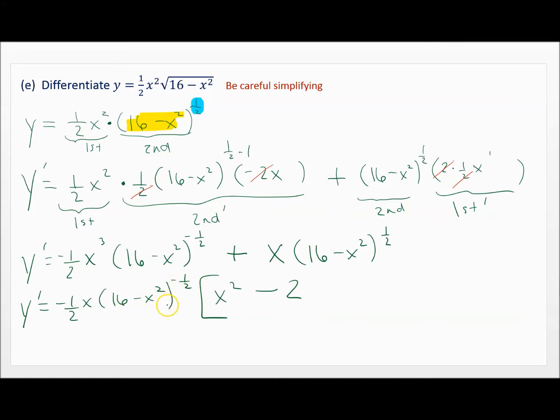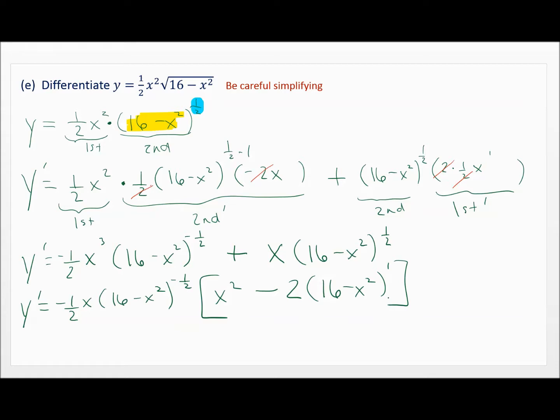This is a division step. When you divide exponents, you subtract. 1/2 minus a negative 1/2 is 16 minus x squared to the first. I know the first time you see that, it almost takes your breath. It's like, oh no, I have to do that. Yes, you need to do that.